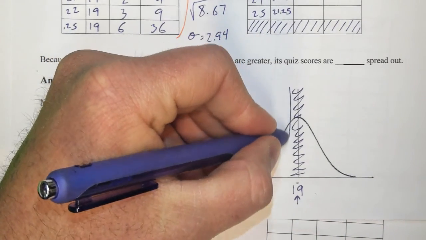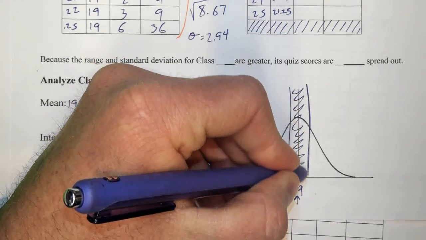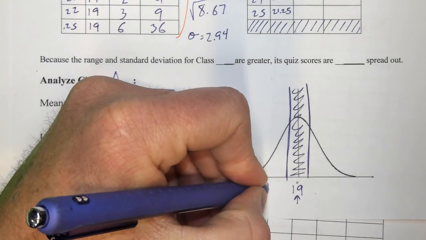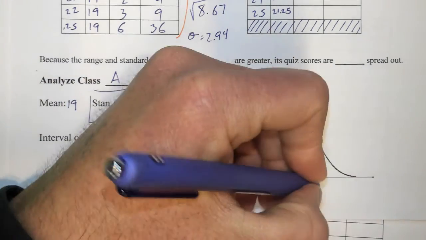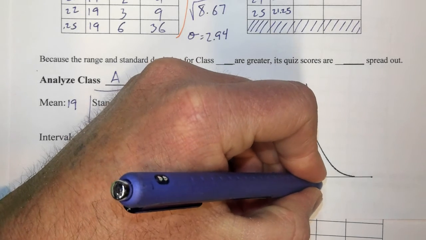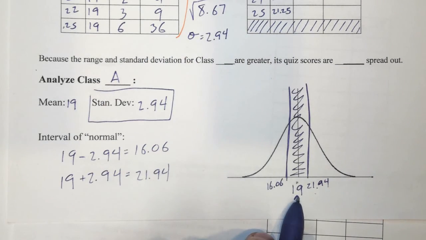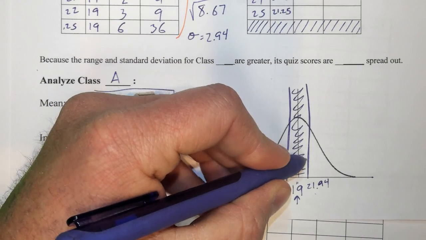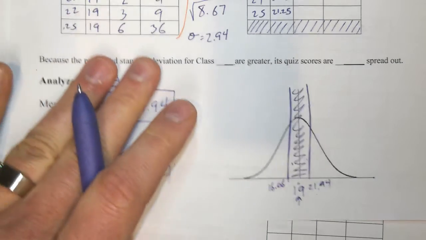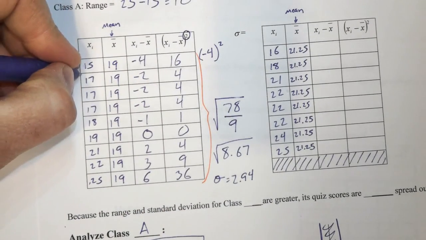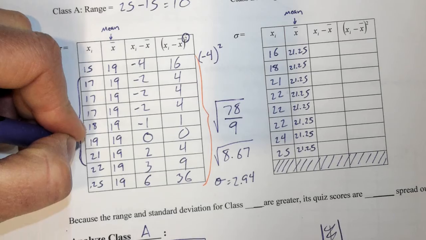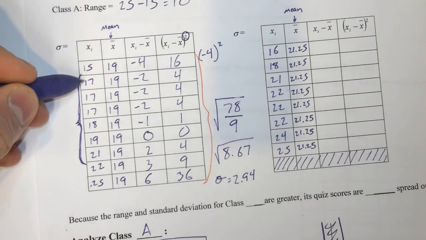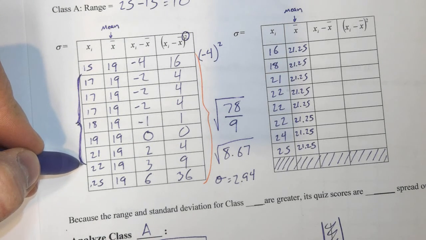You are now considered normal, not if you hit exactly 19. That would be very difficult to do. But rather, if you are somewhere in the ballpark between 16.06 and 21.94. All of these values are hovering right around 19, but it gives you a little wiggle room. So even if your score was a little lower, you're still considered normal, and even if it's a little higher, you're still considered normal. In our class, all of these scores right here are all within one standard deviation of the mean. They're all bigger than 16.06 and smaller than 21.94.